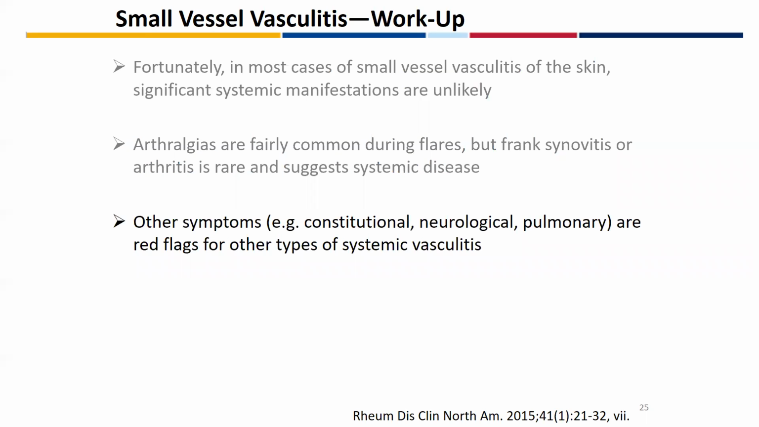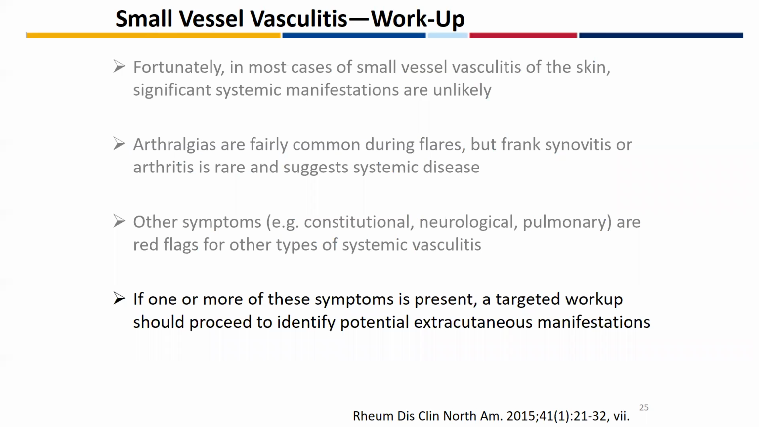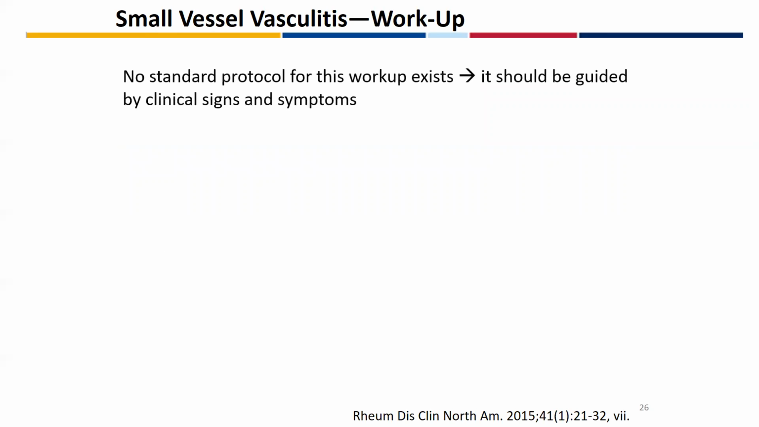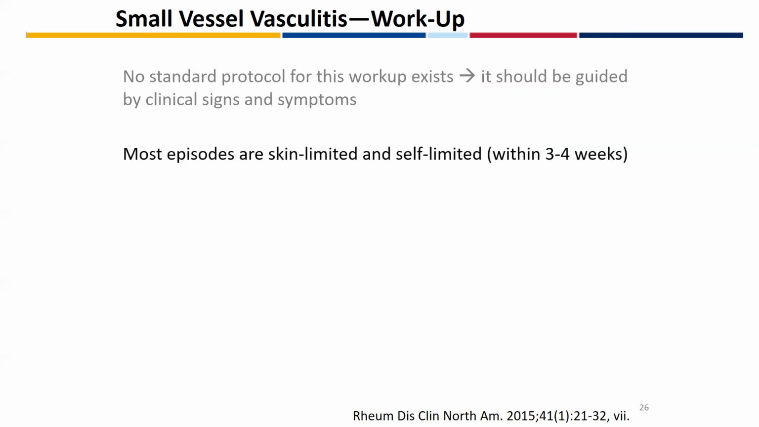Other symptoms, constitutional, neurological, pulmonary, are all red flags for other types of systemic vasculitis. And if one or more of those symptoms is present, a targeted workup really should proceed to identify potential extracutaneous manifestations. Unfortunately, and you may sense a trend here, there's no standard protocol for this workup. It really has to be guided by the clinical signs and symptoms.